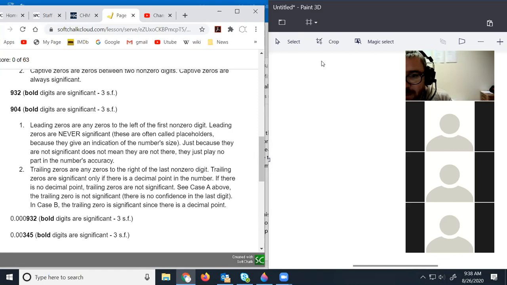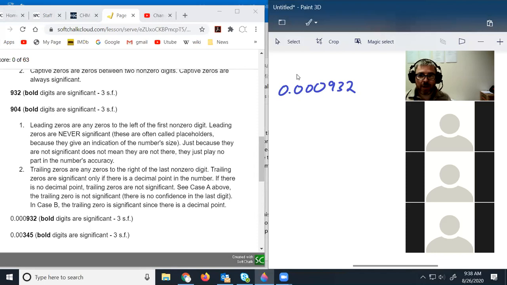So why are those zeros not significant? Why are they never significant? The leading zeros, we call them. Okay, 0.00932. That's not the only way I could write that. I could write it like this too, quite legally. No problem there. The other way I could write it, 9.32 times 10 to the negative 4.